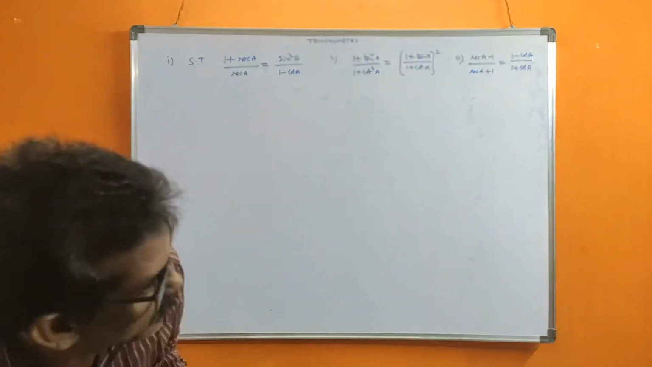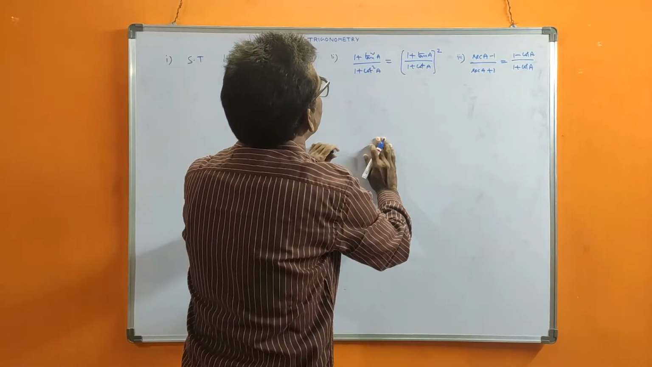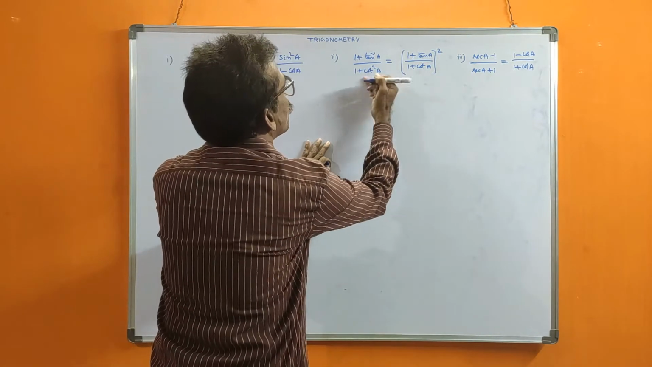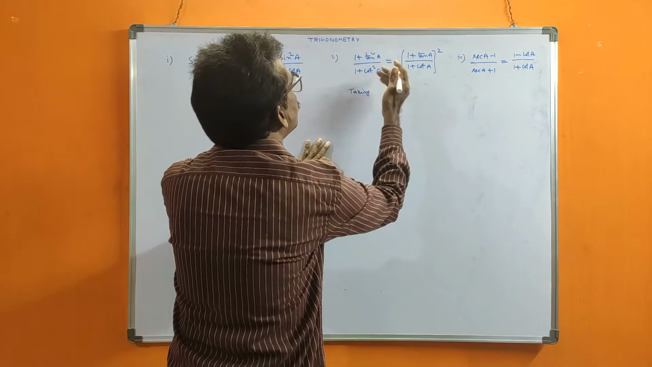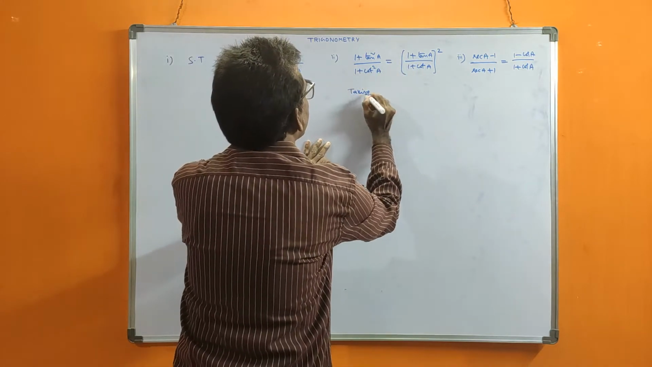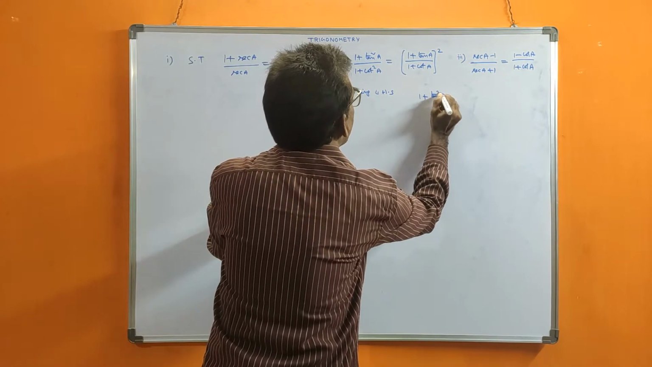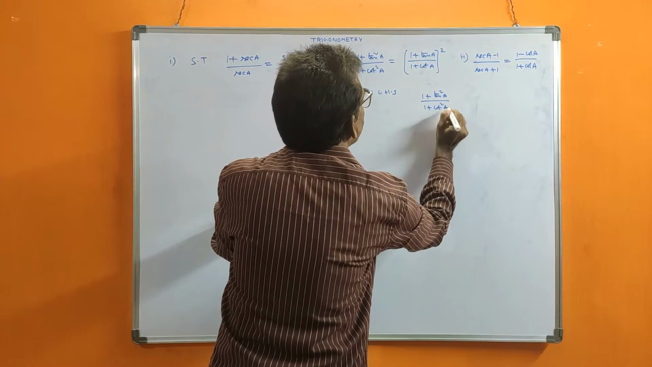Now, the second problem is this one. Here only is the second problem. You see, first taking LHS, both are in tan and cot terms only, that's why taking LHS. LHS you take: 1 plus tan square A by 1 plus cot square A.